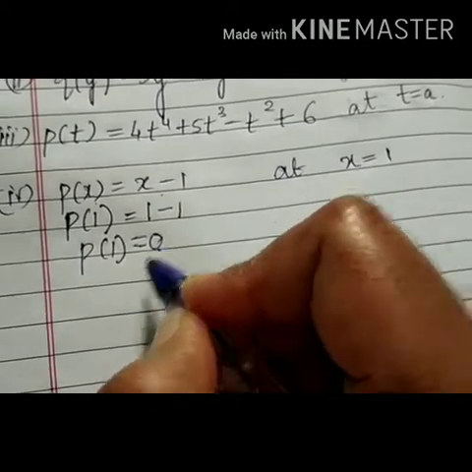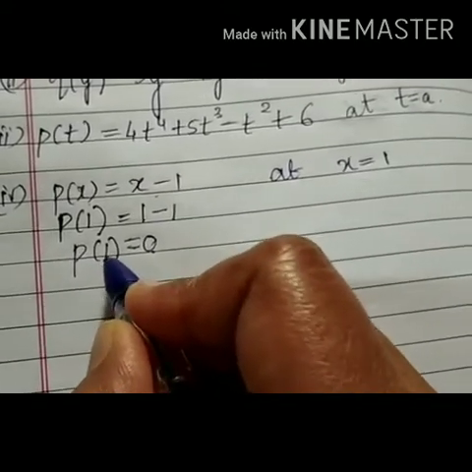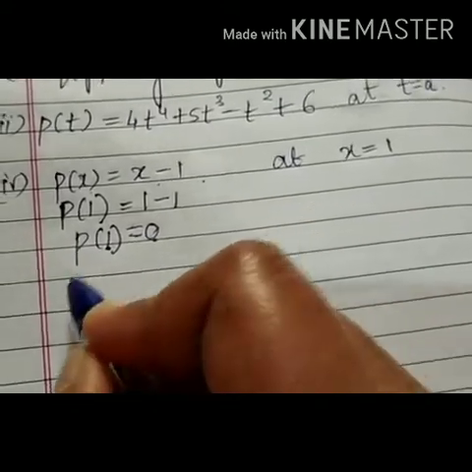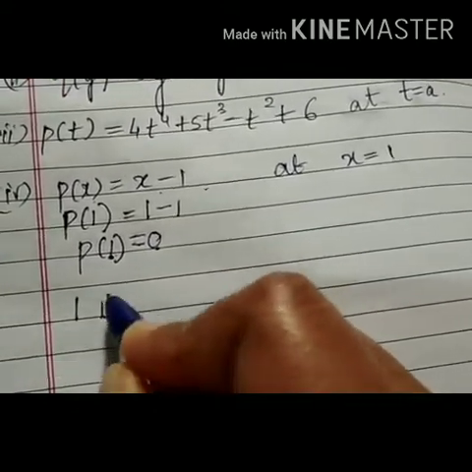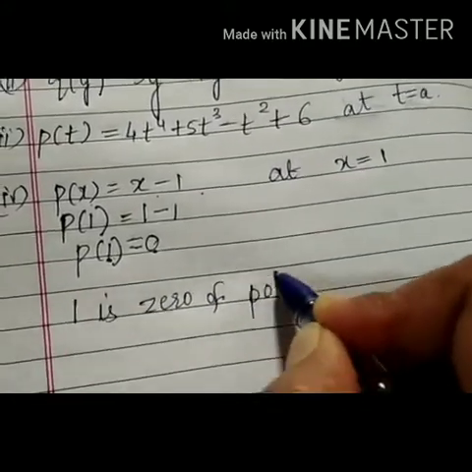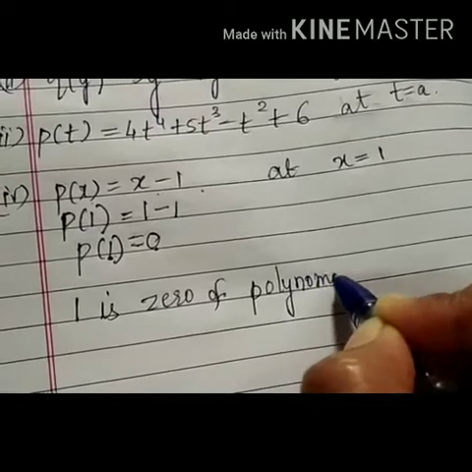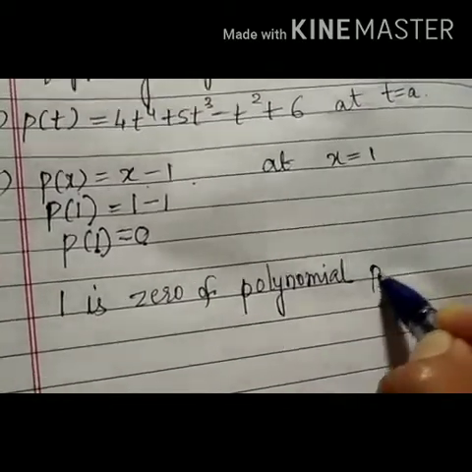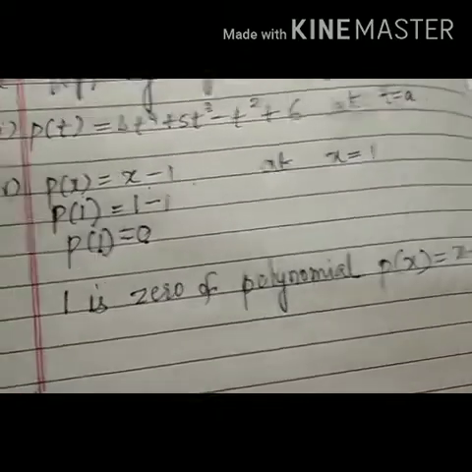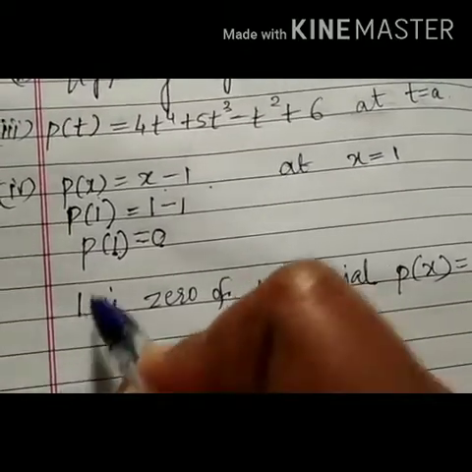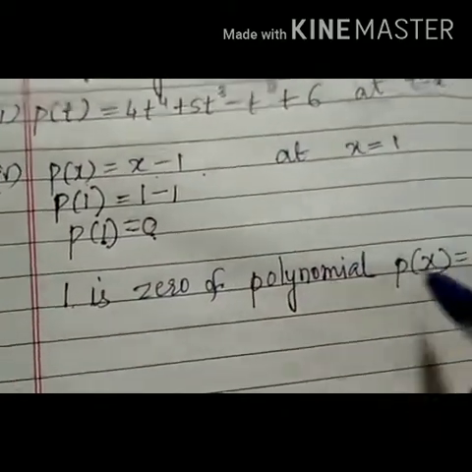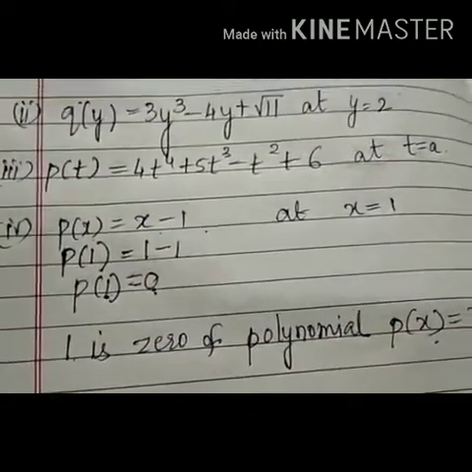So we say that when we substitute 1 in the polynomial, the value is becoming 0. So we can say that 1 is the 0 of polynomial P of x, or P of x minus 1. That means when you substitute a value, if the value becomes 0, then that is called as 0 of the polynomial.